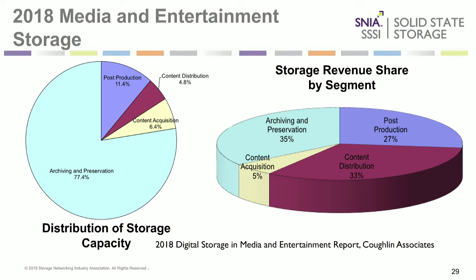Now let's look, just to wrap up this talk, at the distribution of storage capacity depending upon the various operations in the workflow. The largest capacity is in archiving and preservation at about 77% in 2018, followed by post-production, content acquisition, and content distribution. That's because the archiving tends to be these really big files. On the other hand, if we go to the right-hand side and look at the revenue spent in 2018, although it's 77% of the total capacity, it's only 35% of the total spend on storage. That's followed by content distribution at 33%, post-production at 27%, and acquisition at 5%.